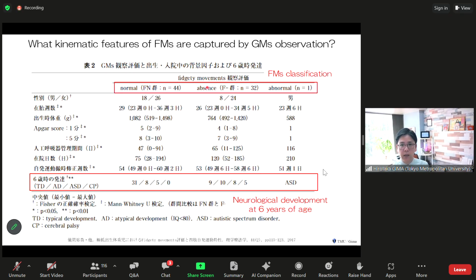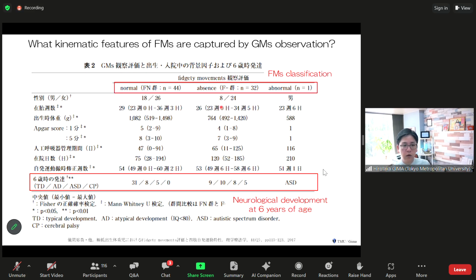31 had typical development, 8 had atypical development, and 5 had ASD and no cerebral palsy.